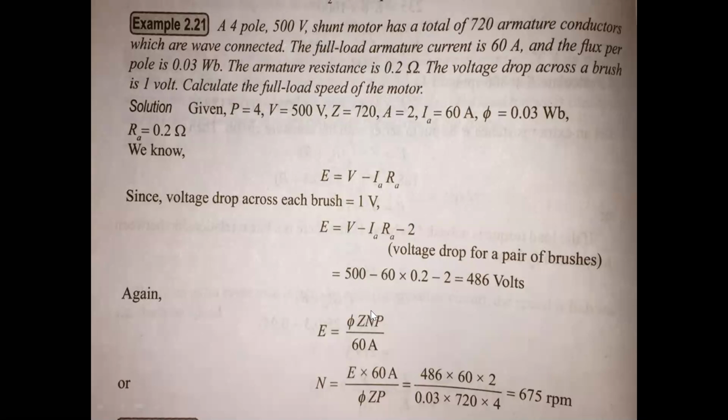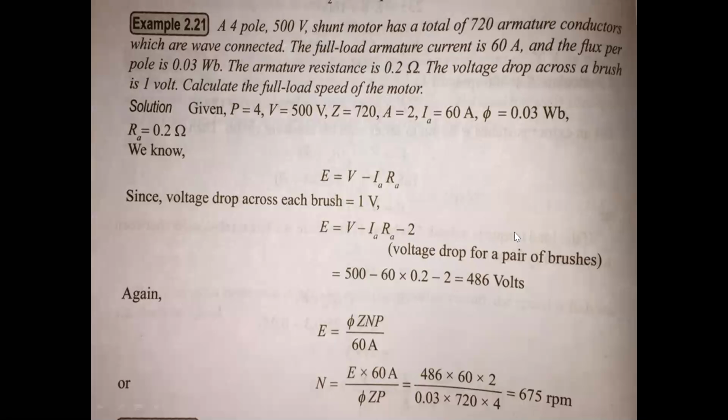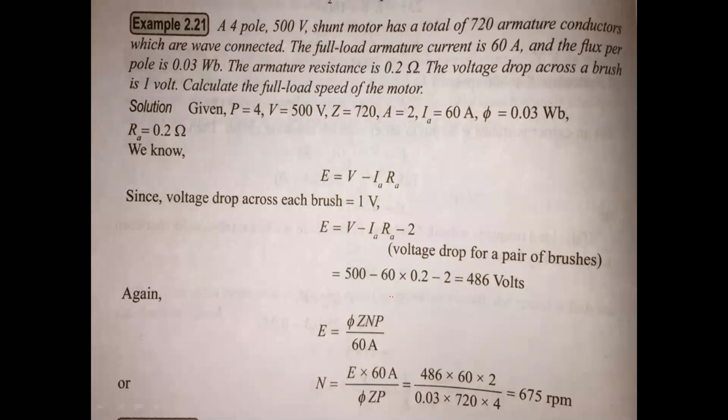So we know that back EMF in a motor, EB, is given by E equal to pi Z by 60 into P by A. So this is the back EMF equation of the motor. From this, we are able to calculate the speed of the motor.